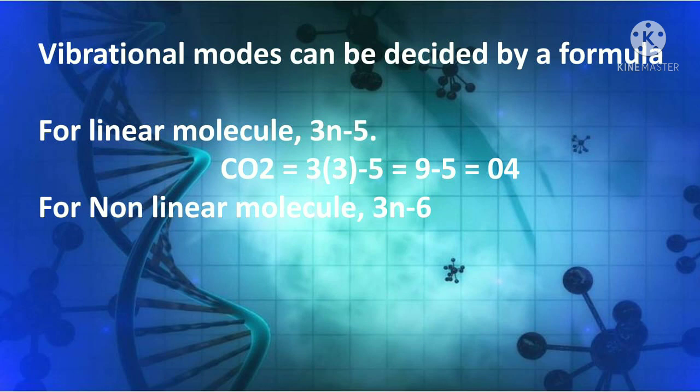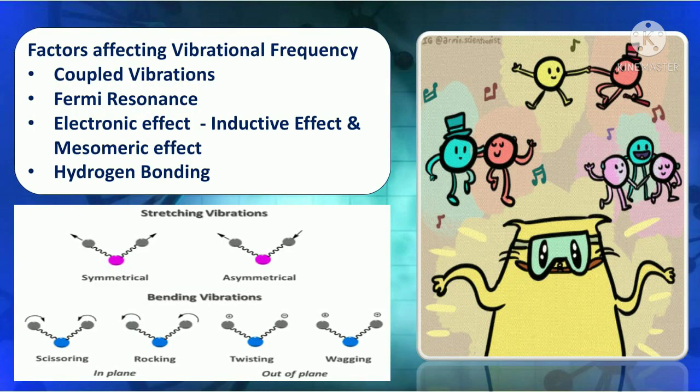Well, as we have all studied about vibrational frequencies now, there are certain factors here also which affect vibrational frequency, namely coupled vibrations, hydrogen bonding, Fermi resonance. Well, there are some electronic effects too which affect vibrational frequency, for example, mesomeric effect, inductive effect. We'll say if there is a positive inductive effect, then wave number gets decreased, and if there is a negative inductive effect, wave number gets increased.